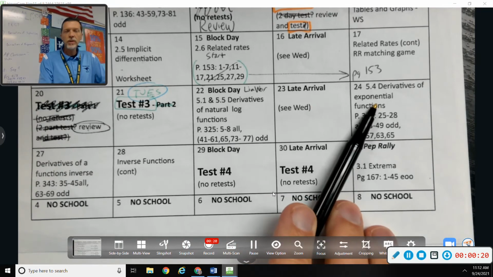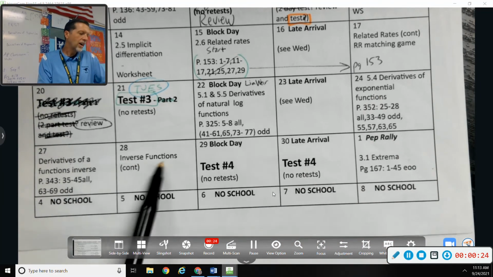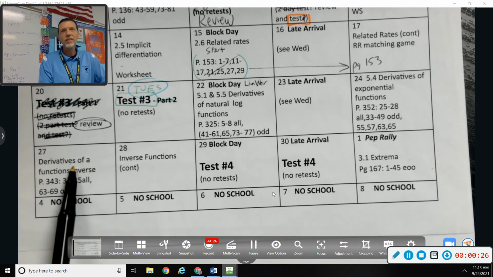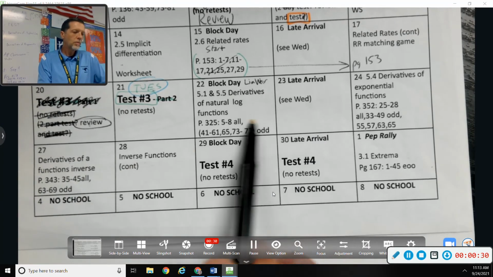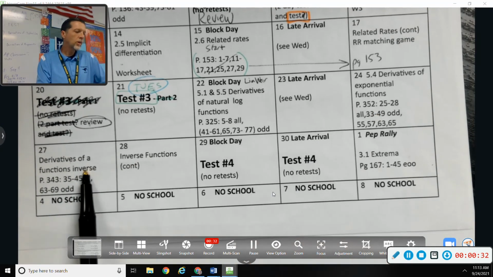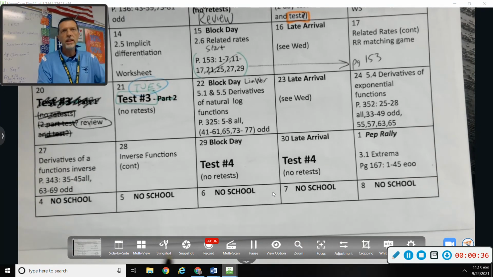Derivative of exponents, also not that bad. Derivative of inverses, not great. It's one of the harder ones. But that's why we'll take 2 days on it. So basically 2 easy topics, 1 hard topic over 2 days, and then we'll test on it leading into the break.